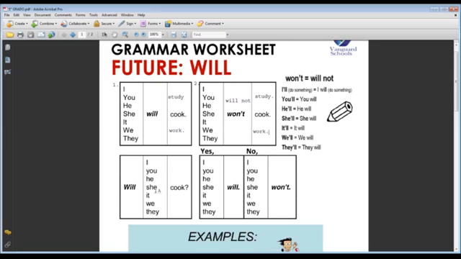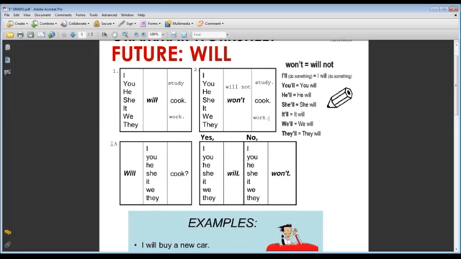Now, in number 3, we have yes, no question. Using the future will. ¿Ok? Para realizar una pregunta, ¿ok? Yes, no question. Solamente va a variar la posición de will. Es decir, tenemos que colocarlo al comienzo de la pregunta. ¿Ok? Mira el ejemplo. Will you cook? Will he cook?